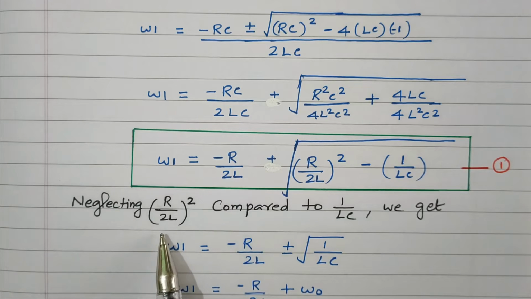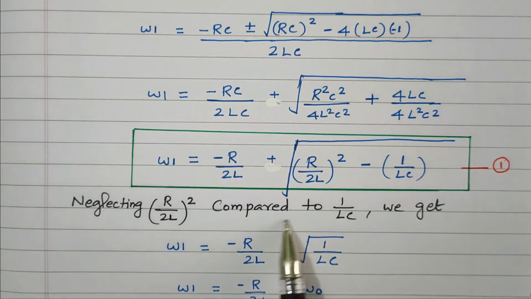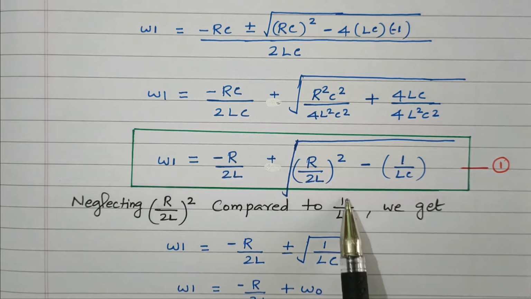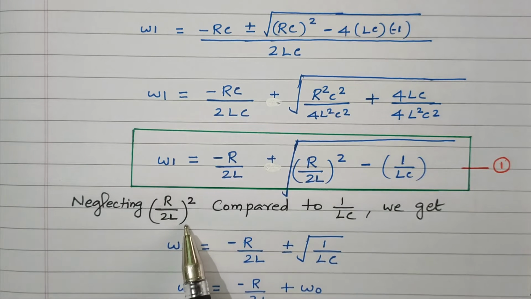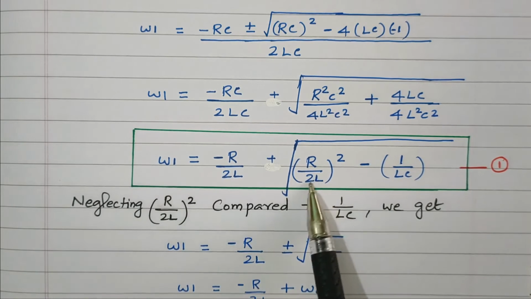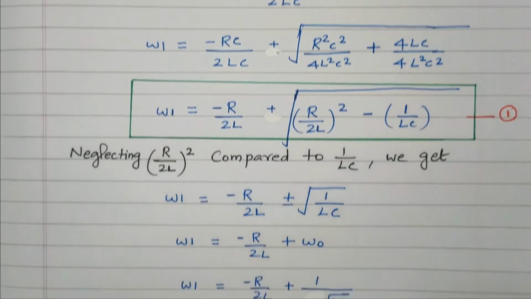Now neglect this R divided by 2L whole square, compared to 1 divided by LC, this value is very small. So we can neglect this term. After neglecting this term, what happened?